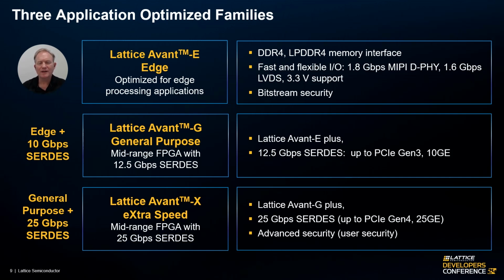So you get all of the capabilities that were in the Avant G, plus a 25 gigabits per second SERDES supporting PCIe up to Gen 4 and 25 gigabits per second Ethernet. We also incorporate within this device some additional security features that allow the user logic to make API calls to a security engine for things like encrypting data within the system and on the move as it's transmitted to and from the device.